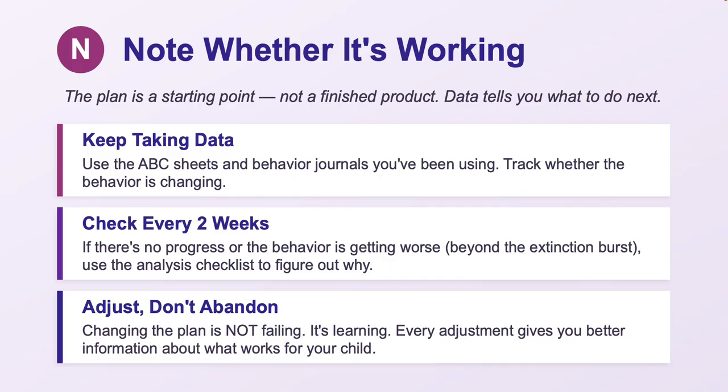And then finally, note whether it's working. We are tracking data, folks, right? Using those ABC sheets that you have, maybe tracking how many times a behavior occurs during that particular day, both the ones you want to see and the new adaptive replacement behavior too. Check in every 2 weeks. Is it working? If it's getting worse, you need to adjust. If your child is getting hurt, absolutely adjust that right away. And again, adjust, don't abandon. Just because it's not working the way you thought it would work doesn't mean it won't work at all. You just have to maybe pull it back and break it down into an even tinier step so that everybody can contact that win.